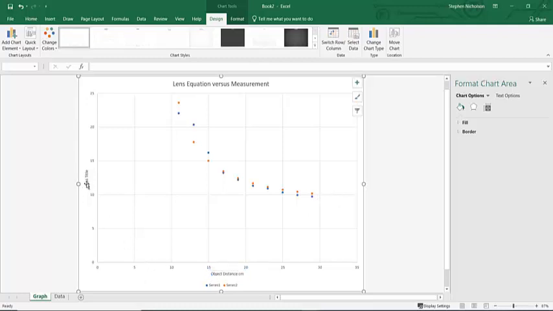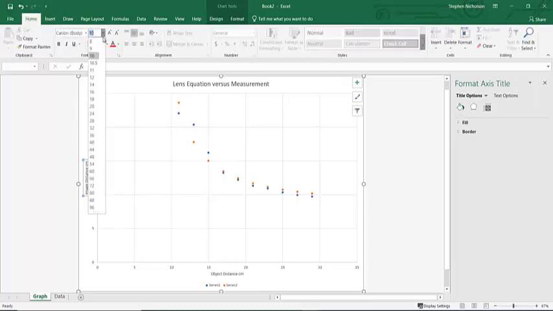Let's go over to the other axis. If you double click a couple times, you'll get to a point where everything will be highlighted, and then we can do that. So this is the image distance in centimeters. Okay, not push enter, just click anywhere else. Those are kind of small, so let's click on those and go to Home, Font, 12 point. Do the same thing on the x-axis, 12 point.